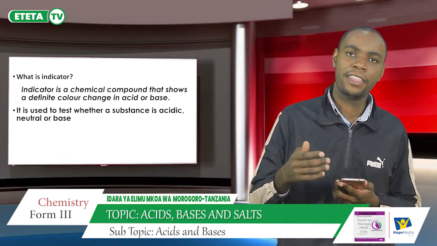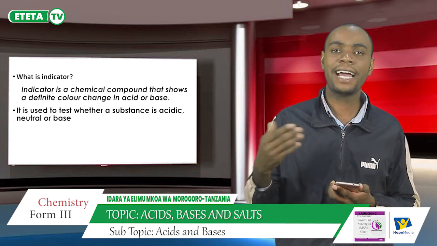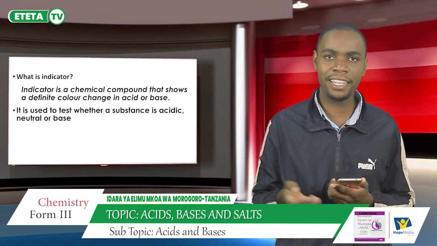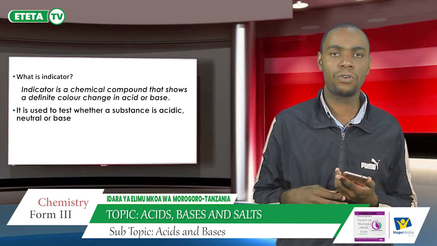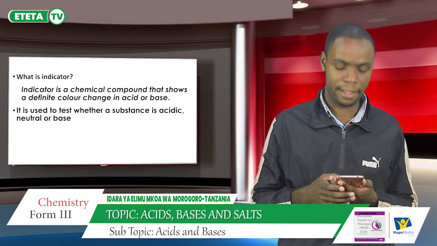For that reason, the indicator is used to test whether a chemical is acid, base, or neutral. You can know the chemical by using an indicator.